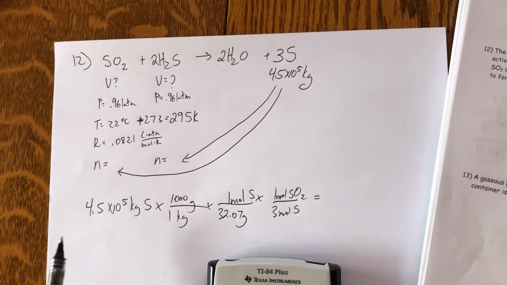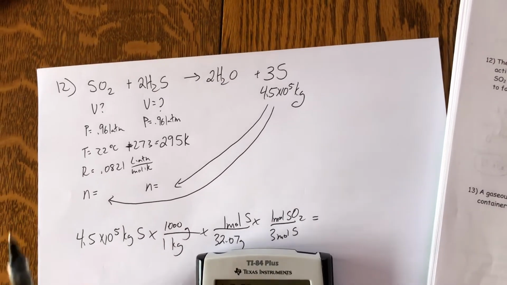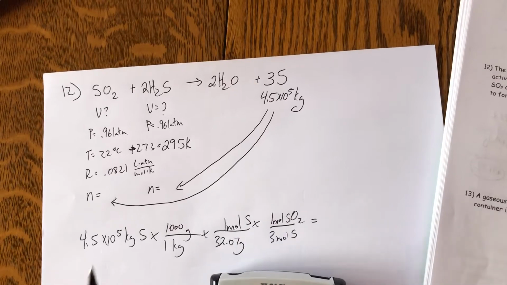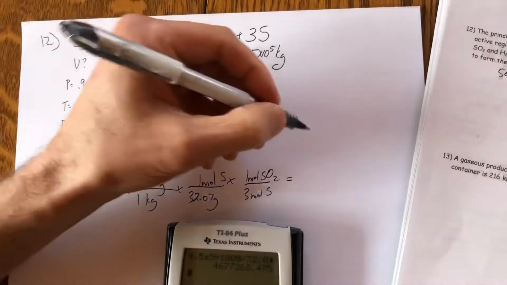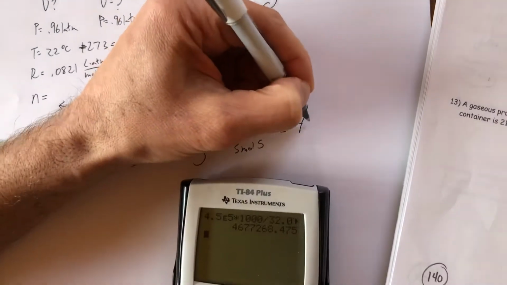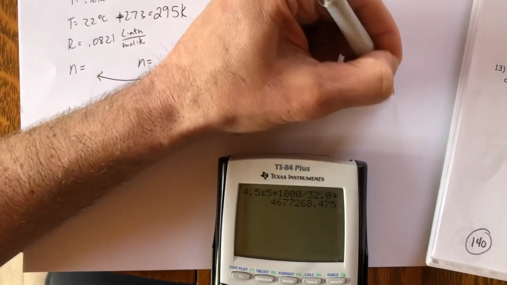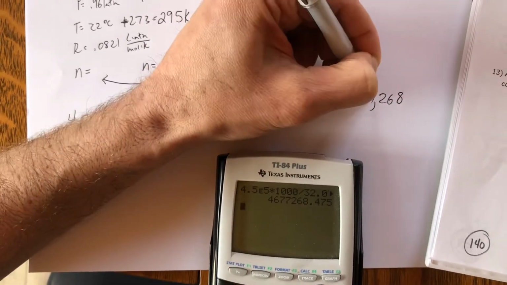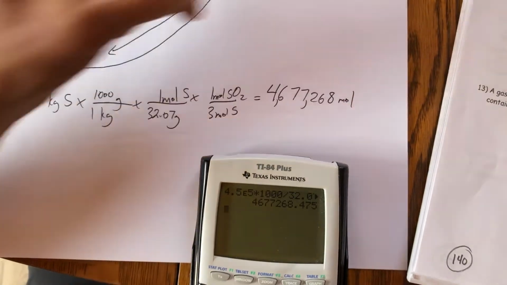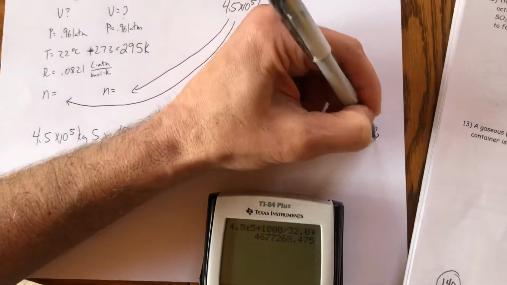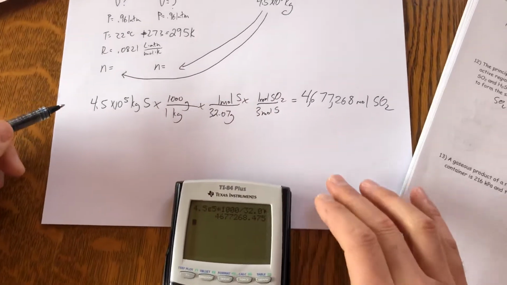So we're trying to get the moles in order to plug into PV equals nRT. Okay, so this is going to be 4.5 times 10 to the 5th times another 1,000 divided by 32.07 divided by 3. So it's a large number. 4, 6, 7, 7, 2, 6, 8. Let's get my commas in there. So it's 4 million moles of SO2. Let's just get the other stoichiometry done, and then we can do the PV equals nRT.